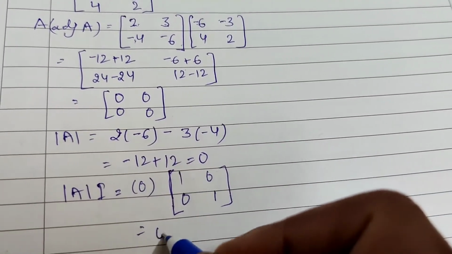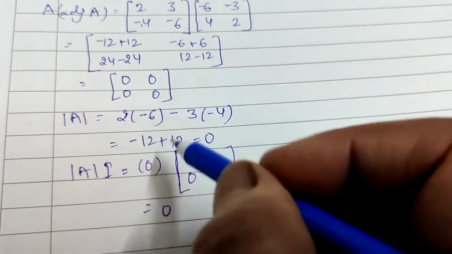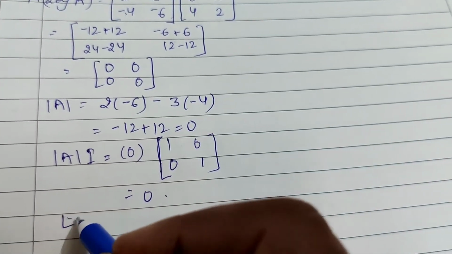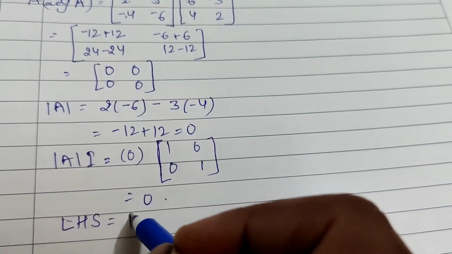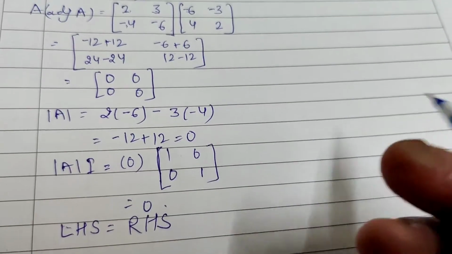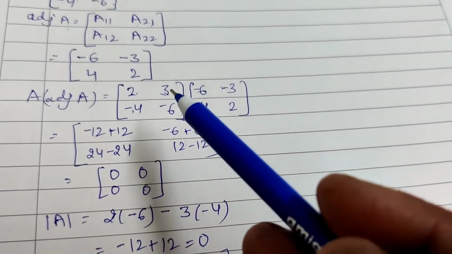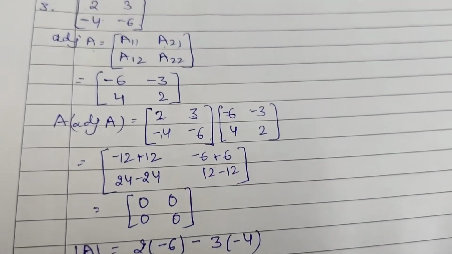Equal to 0. This is the LHS equal to 0 and RHS is equal to 0. Therefore, LHS equal to RHS. Hence verified. Now the question number 4.